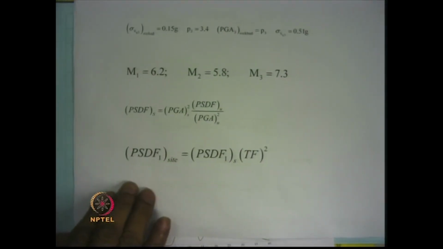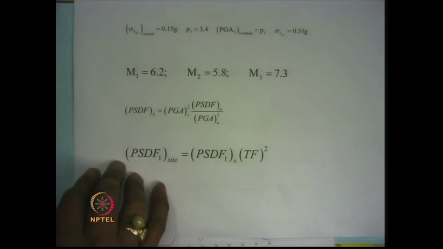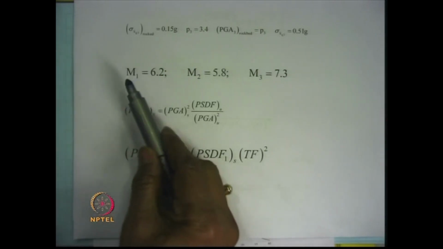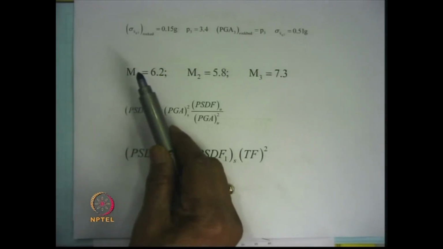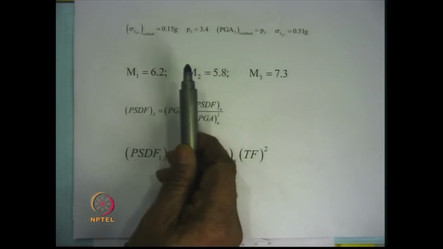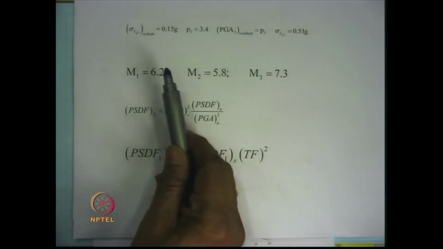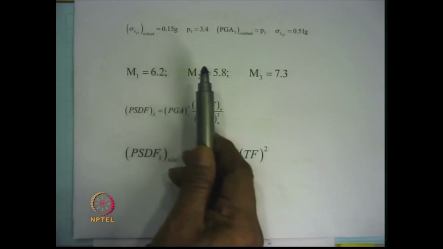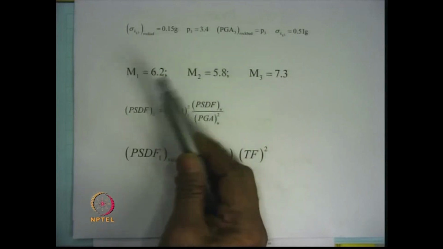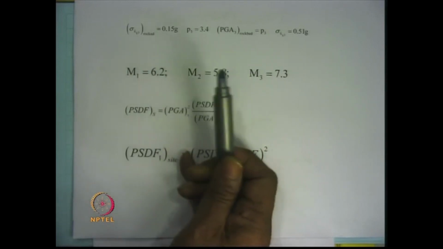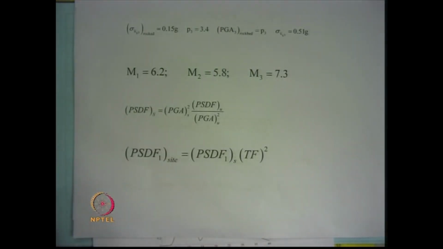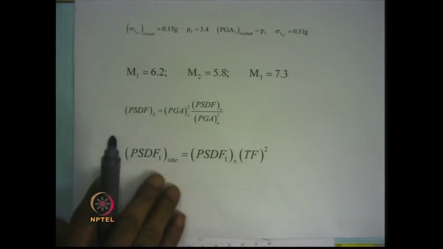So, these magnitudes are obtained by using an attenuation relationship given by Toro. And if you recall, most of the attenuation relationships provide a peak ground acceleration as a function of the magnitude of earthquake and epicentral distance. Therefore, if peak ground acceleration is given and epicentral distance is given, then from that formula one can find out the magnitudes of the earthquake.